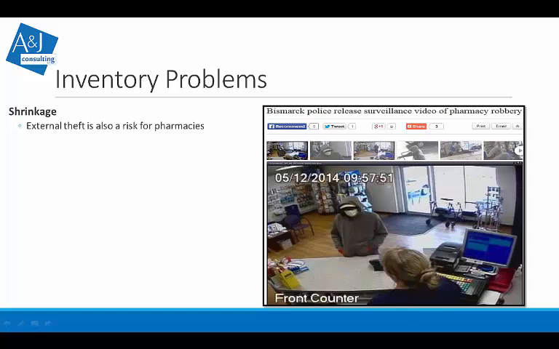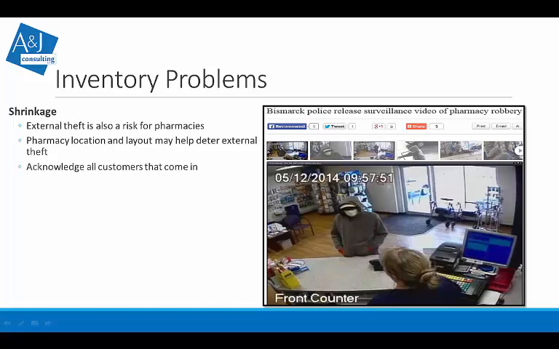So external theft is also a risk for pharmacies, and this is one of the scary things that we hope we never encounter. The location and layout may actually help deter external theft. One thing, not only is it just good customer service to acknowledge everyone that comes in the pharmacy, it may actually prevent theft, because if you see this picture of this person in Bismarck, they've got a mask on and a hoodie and they're trying not to be recognized, there's a really good chance that this person actually walked into the pharmacy the day before or 2 or 3 days before.